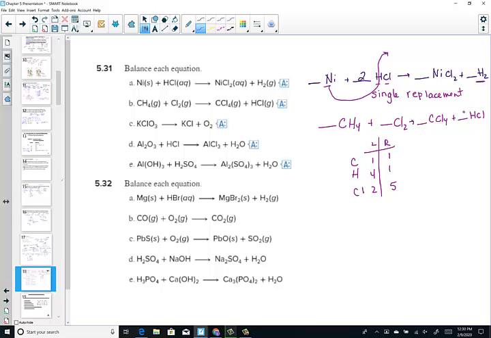Well, what about a 4 here right off the bat? Let's see what that does for us. And the reason I said that is carbons are good, so let's go down and repair the hydrogens. And by putting a 4 in front of HCl, I repaired the hydrogens.